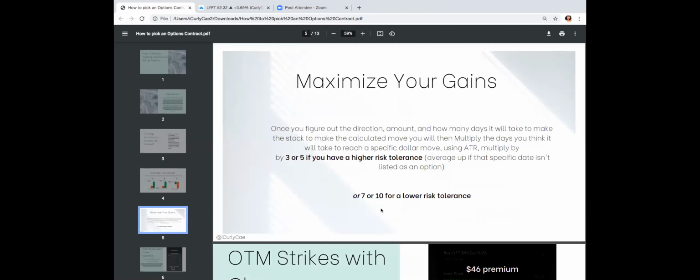Here we go, I have this for you. This is going to be posted in Wealth Squad University, so you'll have this to know what I meant when I said if you have a high risk tolerance, you're going to multiply the days by 3 or 5. And then you're going to average up if that specific date isn't listed as an option. Sometimes it doesn't have an option for every single day, it might just be weekly. So if it falls outside of that time frame, you will average up, not down. And you're going to use 7 to 10 as your base multiplier if you have a lower risk tolerance. Okay. So now let's go over to TradingView, and I'm going to give you an example of what I mean.